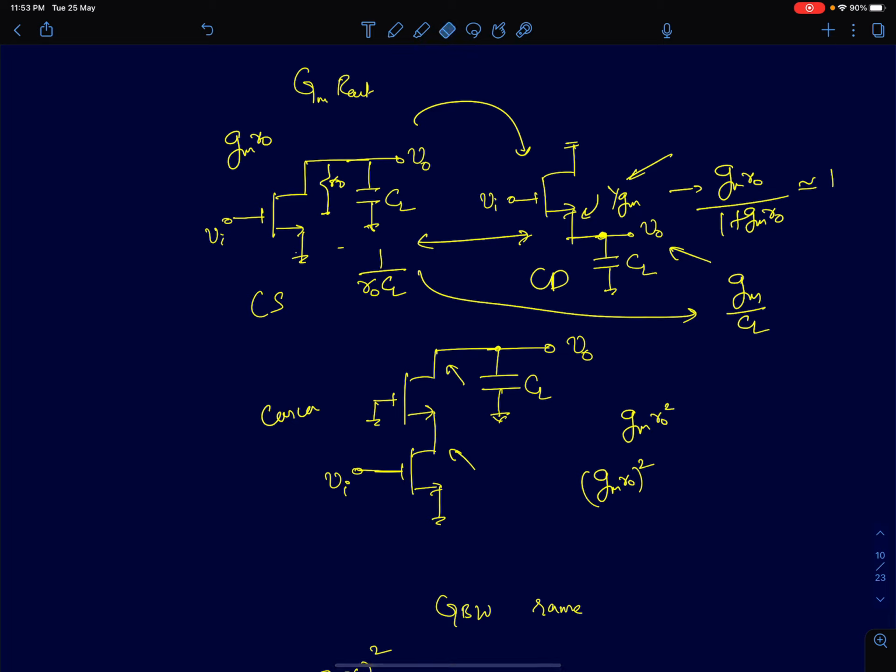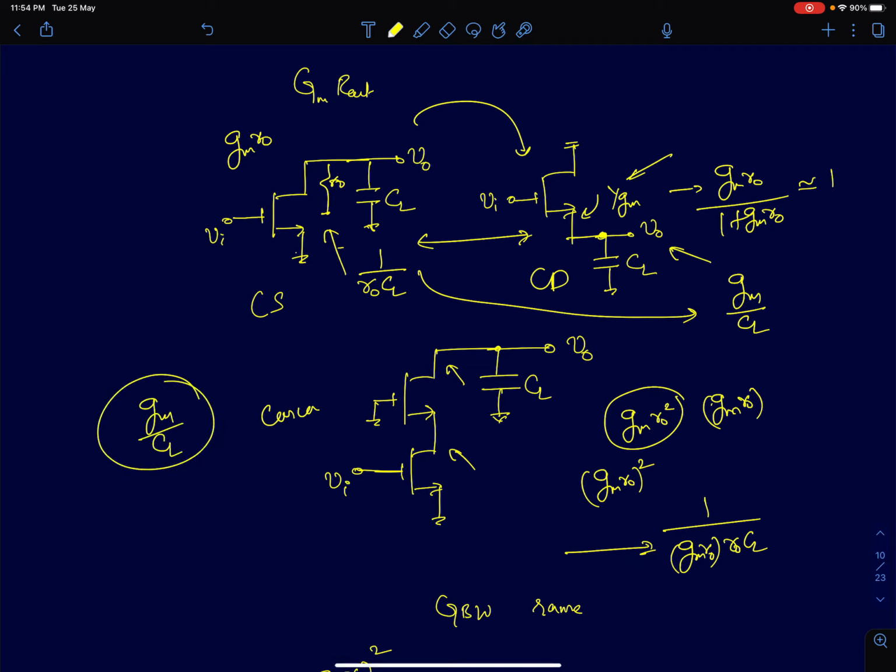And when we talk about cascode, the output resistance is going to be gm R0 squared, which is gm R0 times larger than the R0 of a common source. So the DC gain is gm R0 times larger, and the pole is given by 1 by gm R0 into R0 into CL. So the pole is gm R0 times lower. Therefore, the gain bandwidth product for all these three amplifiers will just be gm by CL itself. But the DC gains and the bandwidths are different for all the three amplifiers, while the gain bandwidth product is the same.